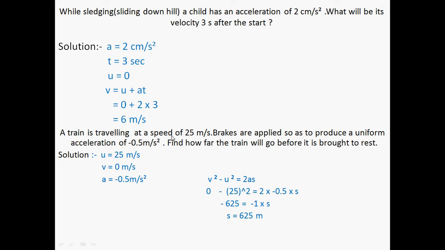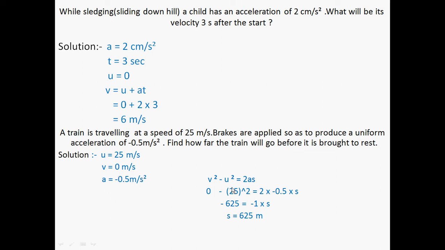So in this case initially it is traveling. They are saying the train is traveling, that means the initial velocity will be 25 meter per second, and the brakes are applied to produce a uniform acceleration of minus 0.5 meter per second square. So acceleration is minus 0.5 meter per second square, and this is minus, that means the train is retarding, and the final velocity will be 0 meter per second.